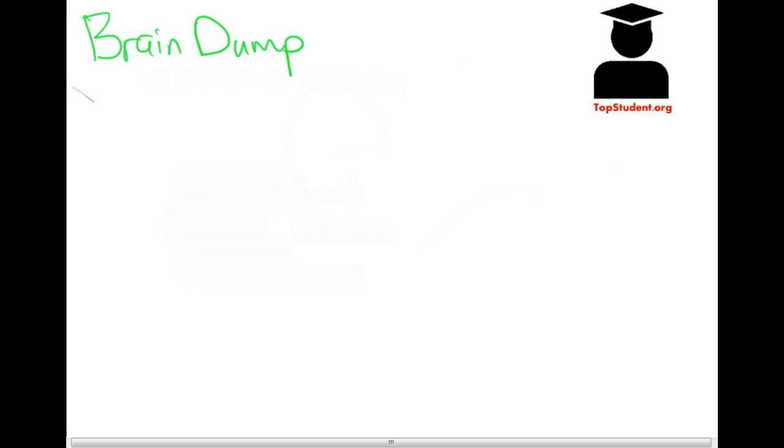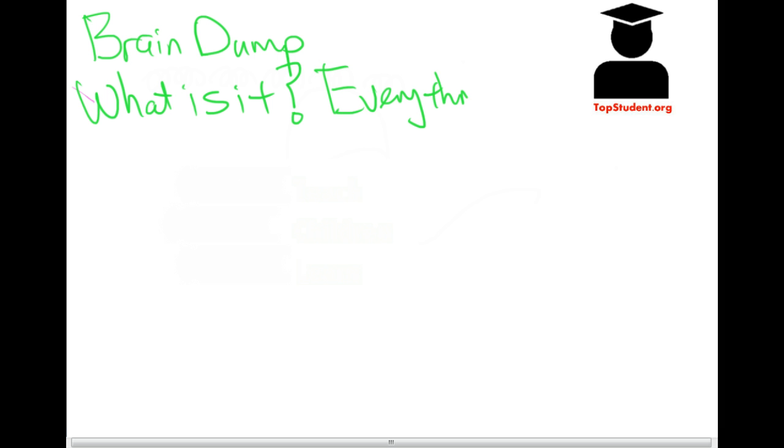Next, I want to talk about a brain dump and what it is and how it can help you. A brain dump is basically writing everything that is going on in your head, and you write it down onto a piece of paper or into your calendar. Now, what is the purpose of writing down everything?